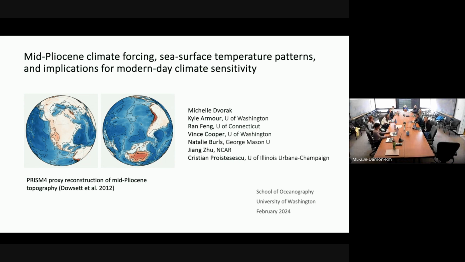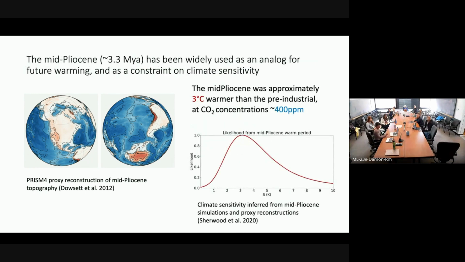Okay, so I'm Michelle. I'm a graduate student at the University of Washington School of Oceanography. This is quite similar to Vince's research. We're asking similar questions about these pattern effect estimates for the paleoclimate period. I'm particularly looking at the mid-Pliocene, and I'm approaching this from a modeling perspective. In particular, I'm asking why these SST patterns arise. So without further ado, I'll talk about the why and what of the mid-Pliocene.